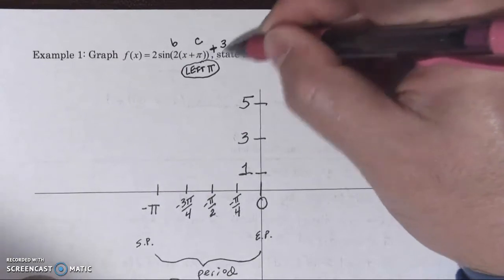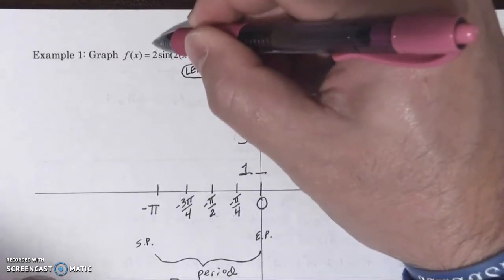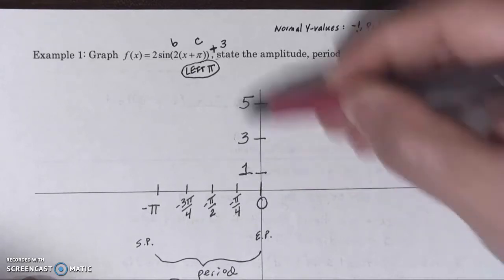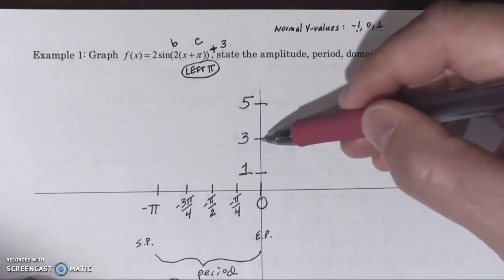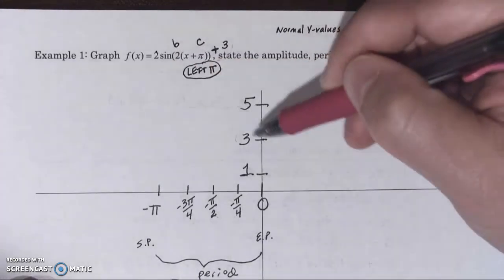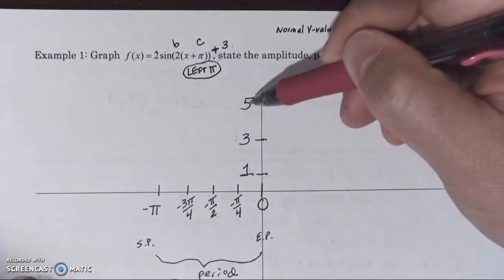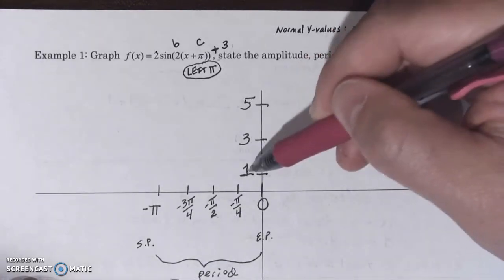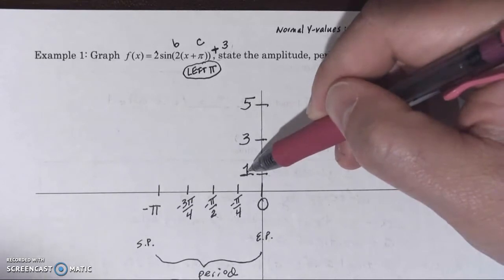The +3 d value, the 2 a value affected our y coordinates. Normally the middle is 0. We used the +3 to find our new middle. We used the 2 to find our new a value or amplitude. 3 plus 2 is 5, 3 minus 2 is 1. This is going to be the top, the middle, and the bottom of our wave.